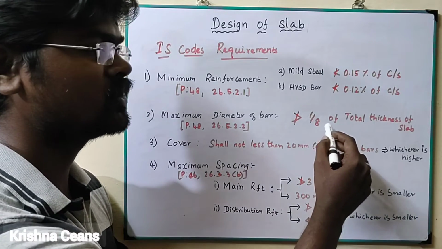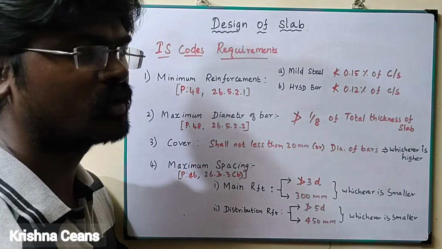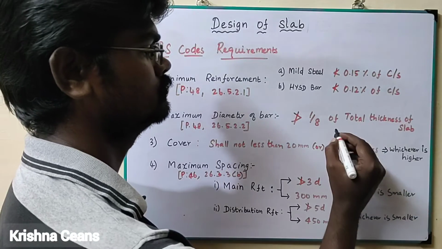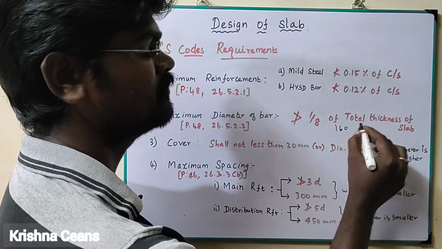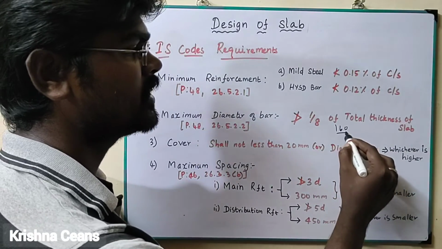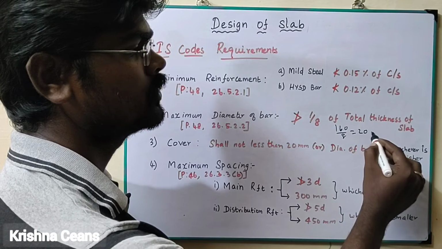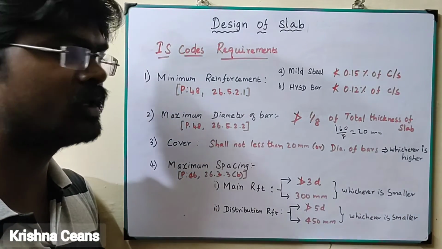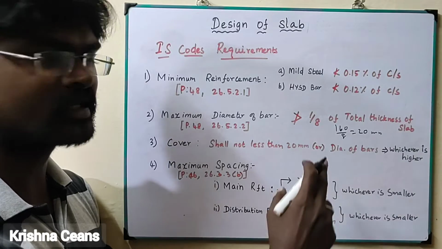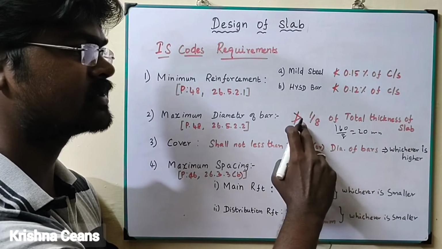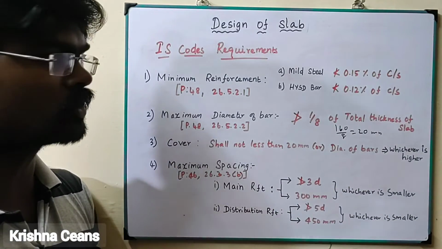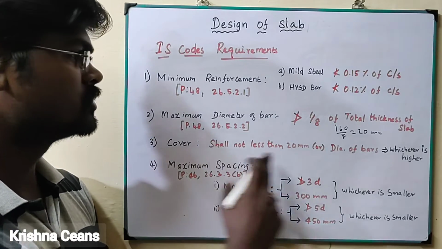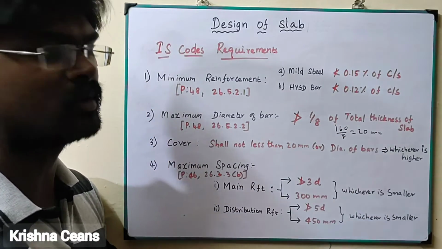In case you are using a 160 mm thickness of slab, divided by 8, that gives 20 mm diameter to be used. So that is the condition. That's why the condition is not greater than 1/8 of the total thickness of the slab. So we should not use more than 20 mm.